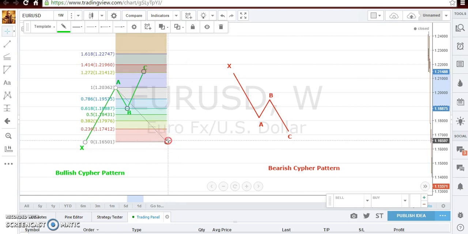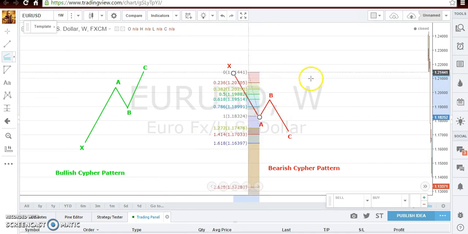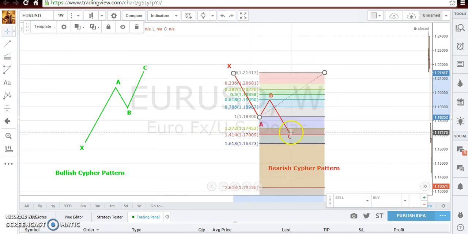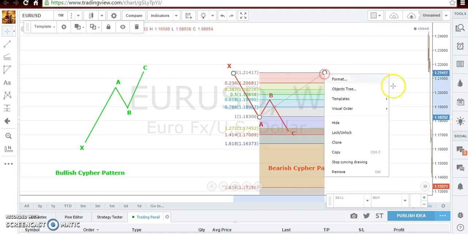So I'm going to go ahead and take that off, and I'm going to do the same thing with the bearish cipher pattern as well. Swing low, swing high to swing low, and back down again. And the extension we're looking for, you can see right there the C is already between the 127 and the 141 extension. So we're going to leave that where it is.